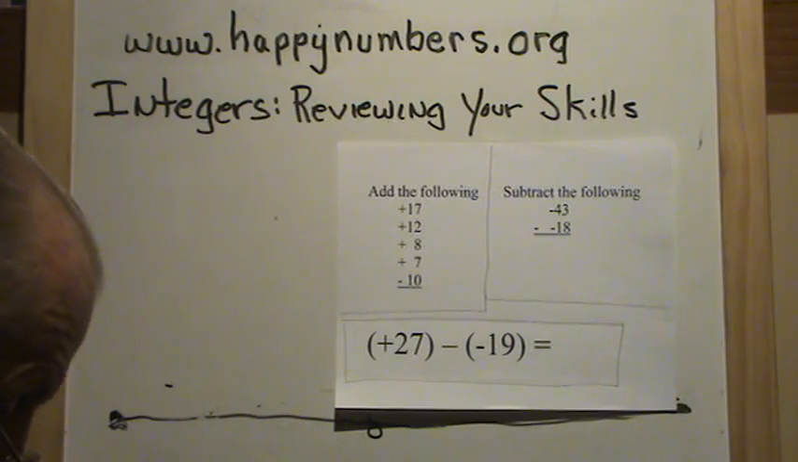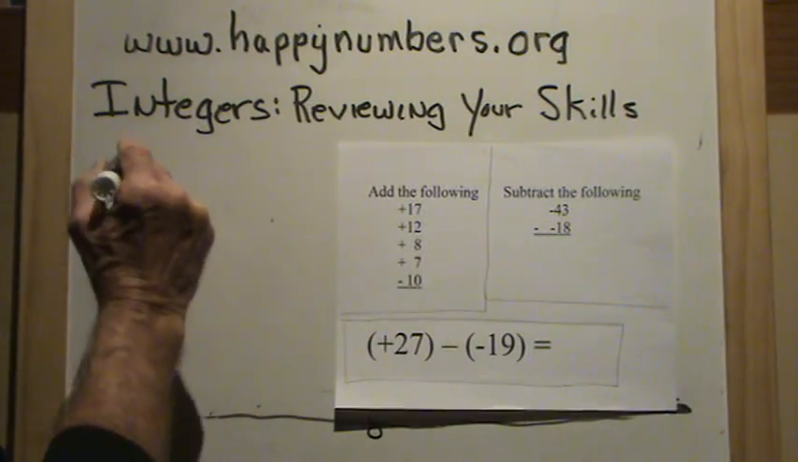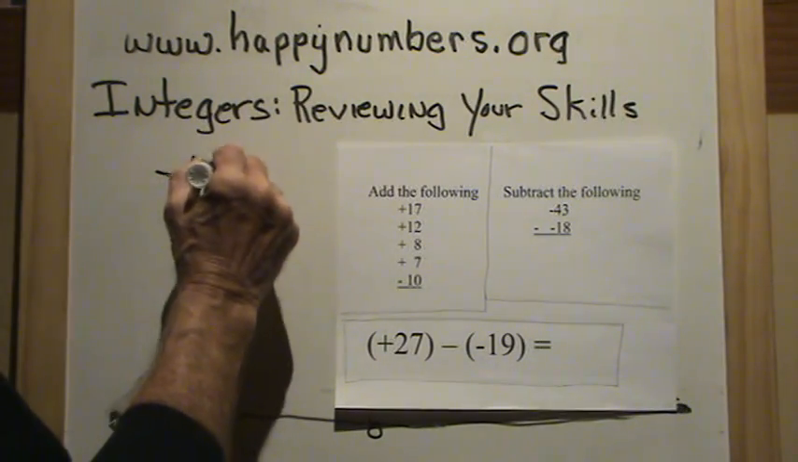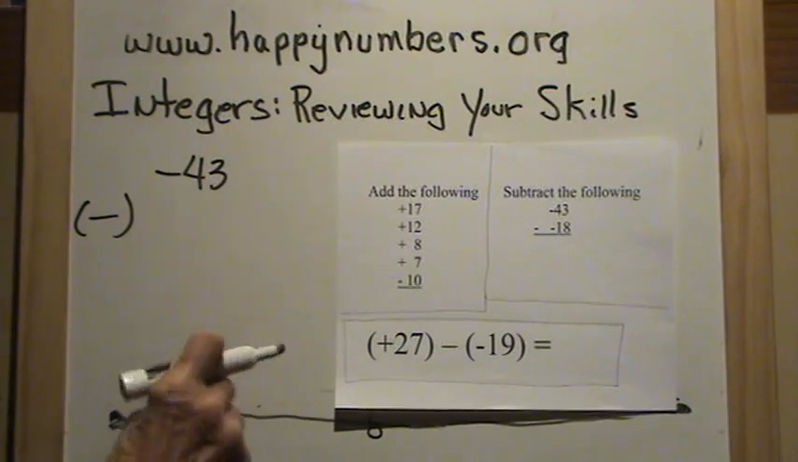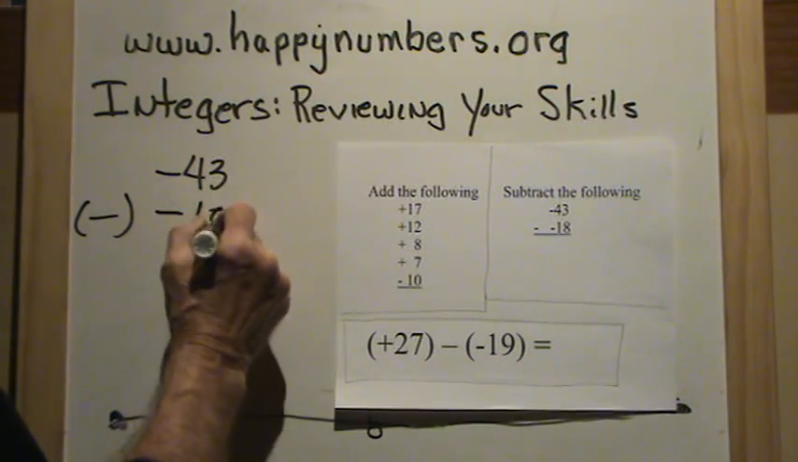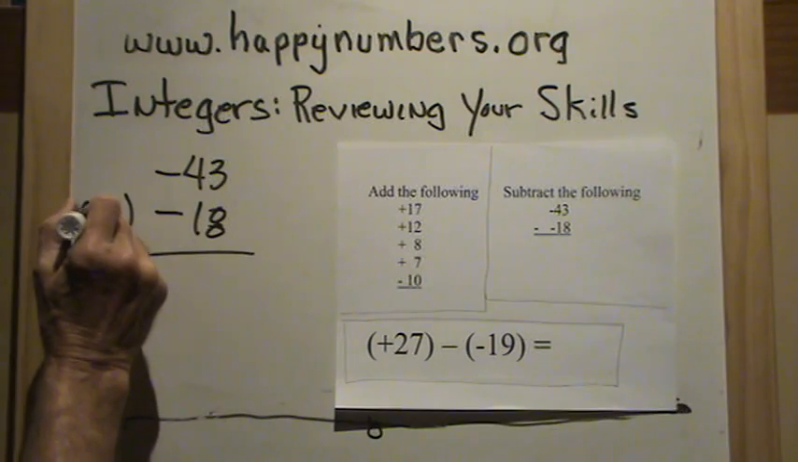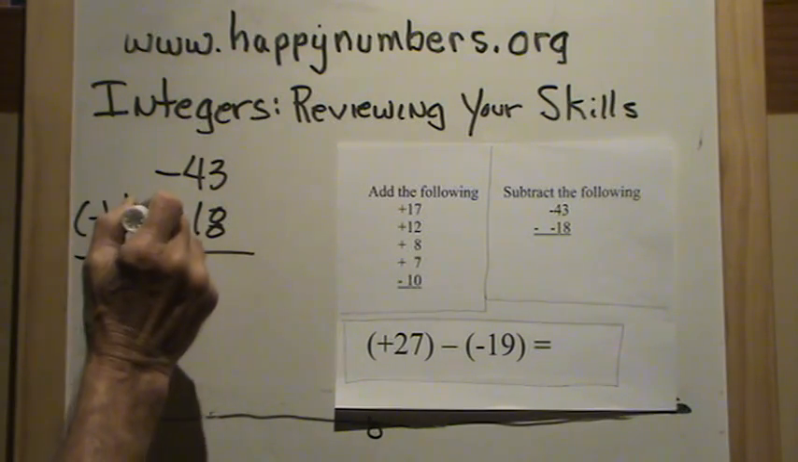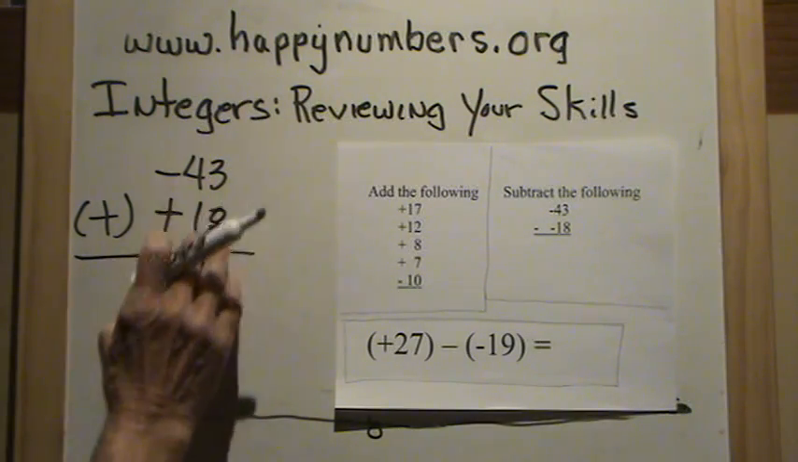Now we have a subtraction problem. Let's take a look at that. We have negative 43 minus negative 18. Well, I know when I am subtracting signed numbers, I really add the opposite. So I change this to an addition problem, and I change the sign of the second number. So now I'm adding two numbers with different signs.